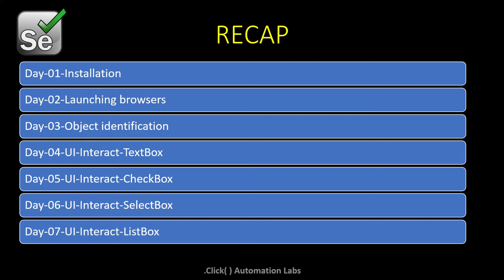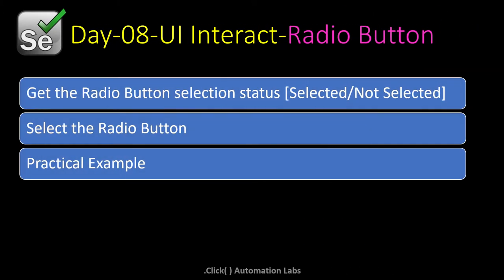So let's get into the day 8 session. In the day 8 session, we will look at UI interaction with radio buttons. Radio buttons are one of the HTML controls where you can select to proceed with certain UI actions. Generally with radio buttons, you will retrieve the selection status, meaning whether it is selected or not.